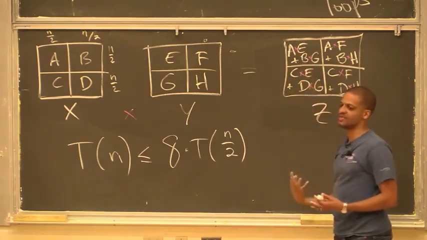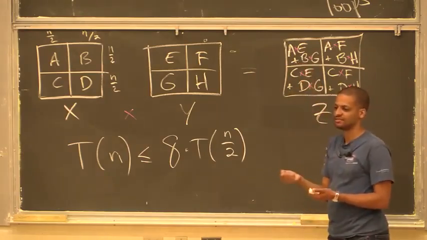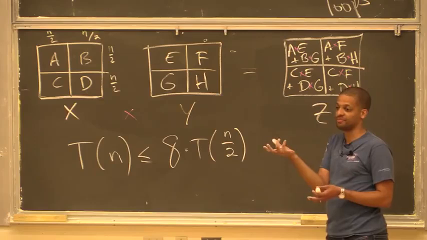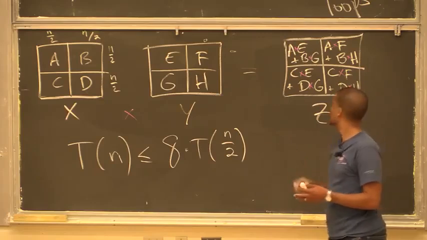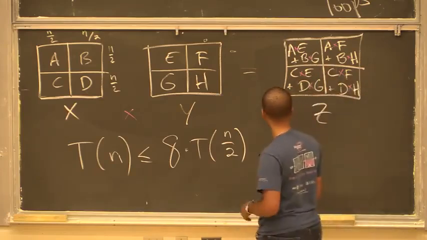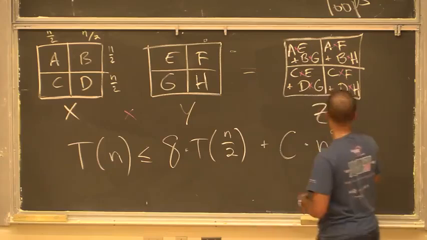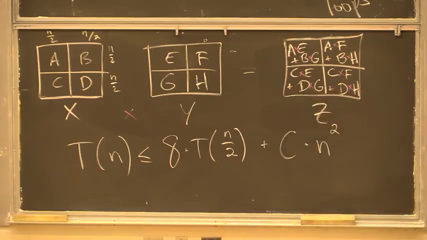To add matrices is fast. It's just entry-wise addition. There are n squared pairs of entries you have to add. That takes n squared time, right? And so there are a bunch of additions here, but a constant number of matrix additions. So this is plus some constant times n squared. Okay?